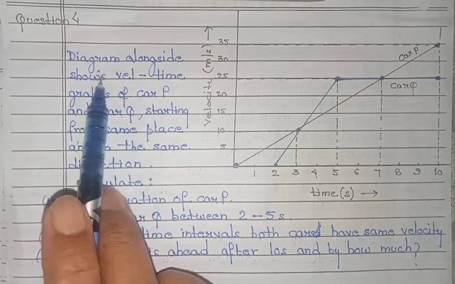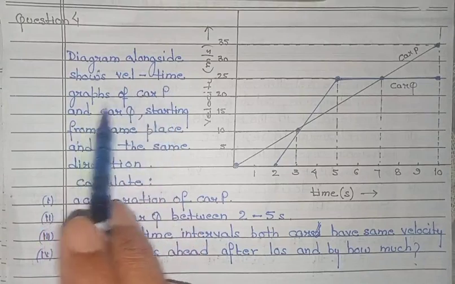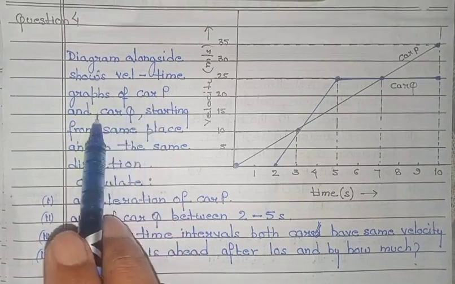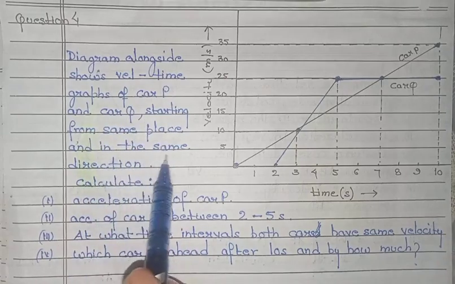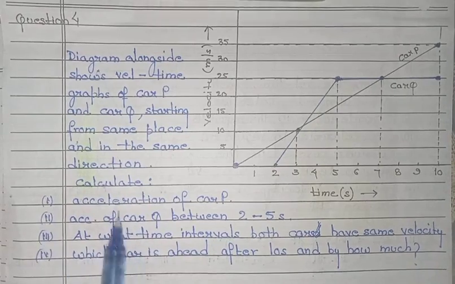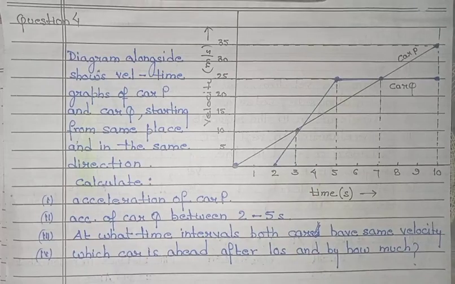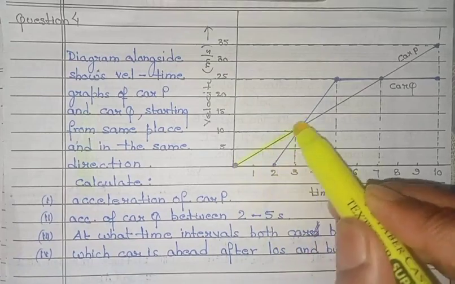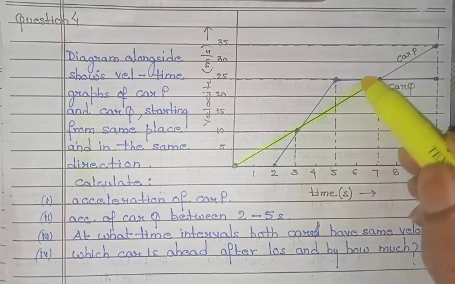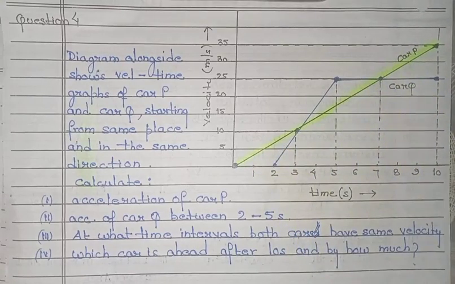Now the question says the diagram alongside shows a velocity time graph of car P and car Q starting from same place and in the same direction. Okay. Now as you can see, this graph over here is the graph for car P. This highlighted one is the graph for car P.